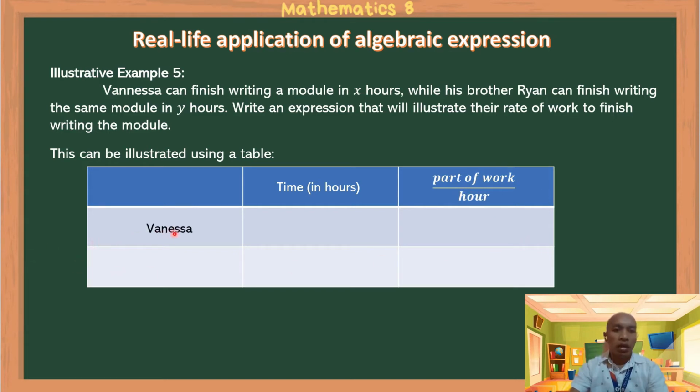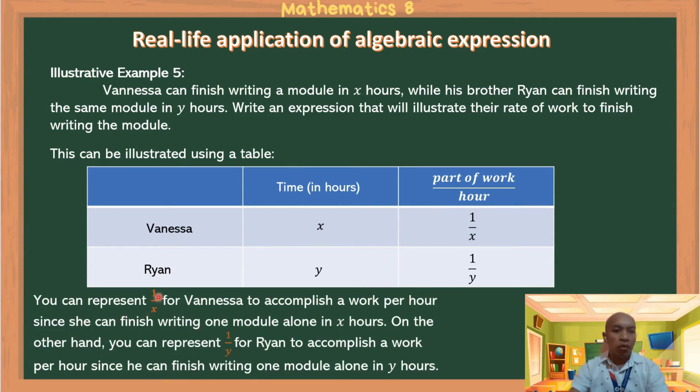The second row would be for Vanessa. Take note, Vanessa can finish the job. The time she will be spending in writing the module is X hours. So we will substitute X here for the time. Therefore, in one job, she can finish that in 1 over X. So this is the part of the work of Vanessa. How about Ryan? Take note, he can finish writing the same module in Y hours. So the time that he will be spending in writing this module is Y. So the part of the work of Ryan is 1 over Y.